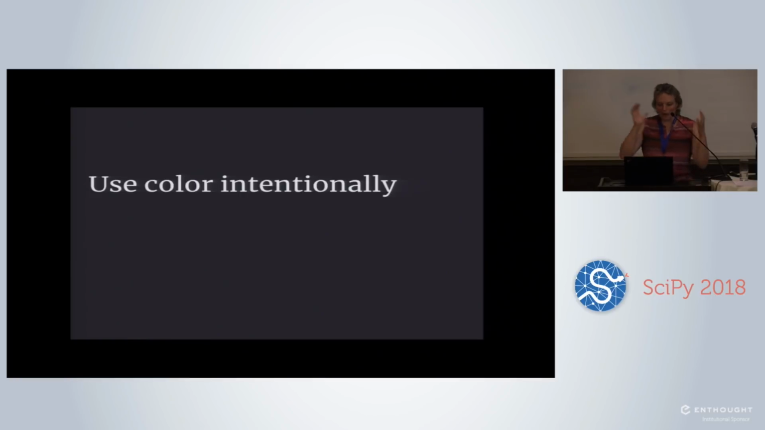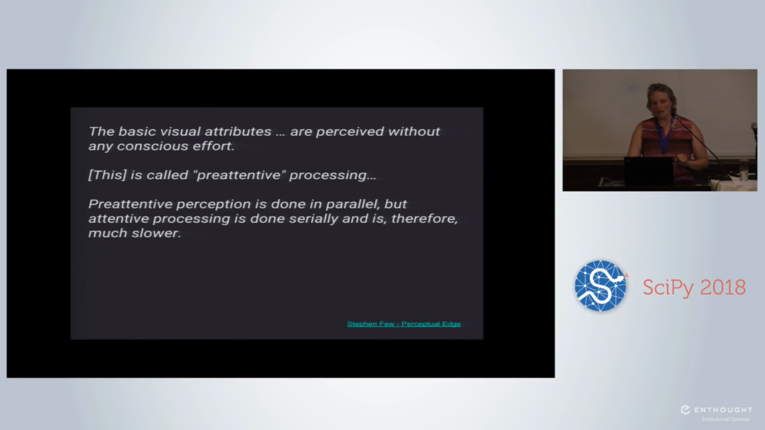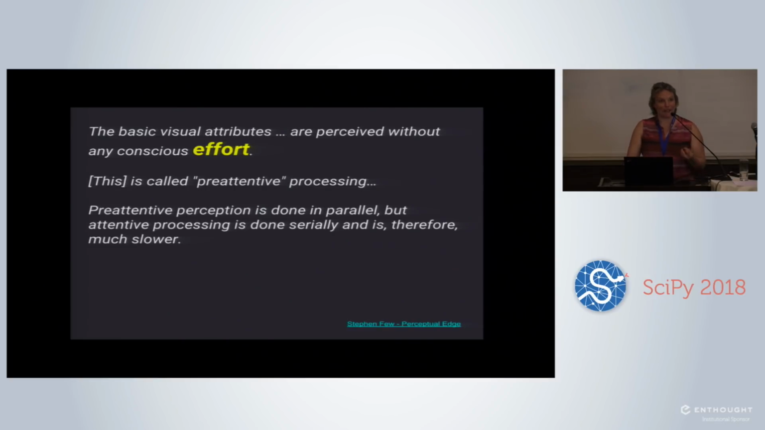Using color intentionally. Point number 2. So I'm going to talk a little bit about how we process information. The basic visual attributes are actually perceived without any conscious effort. This is called pre-attentive processing. And this is done in parallel while attentive processing is done serially, and therefore much slower. And I want to emphasize the effort here. And I'm actually using pre-attentive processing to show you the effort by coloring it yellow and making it big.